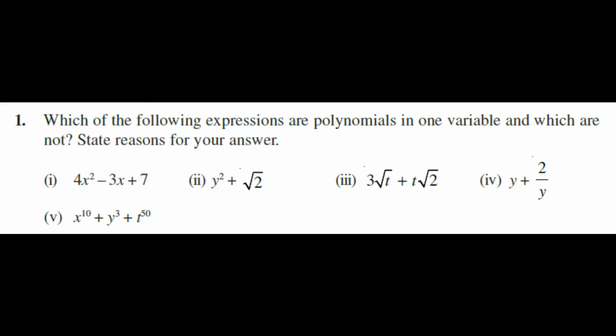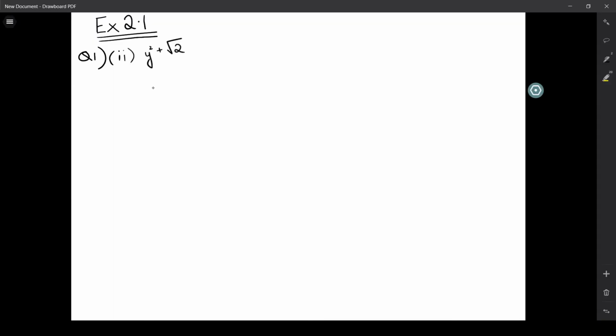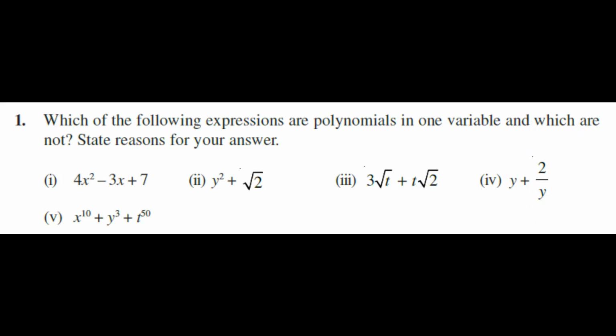The second part of the question is y square plus root 2. Here again we can see the powers of the variable are whole numbers. Y square has a power of 2, root 2 has a power of 0, and hence we know that this is a polynomial. Further, again, we have only y and no other variable present in this expression, which makes this also a polynomial with one variable.